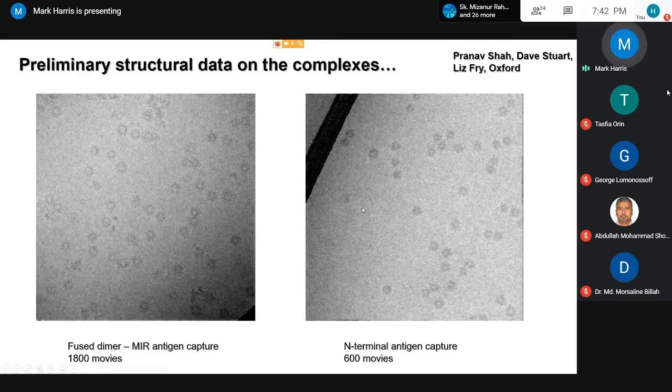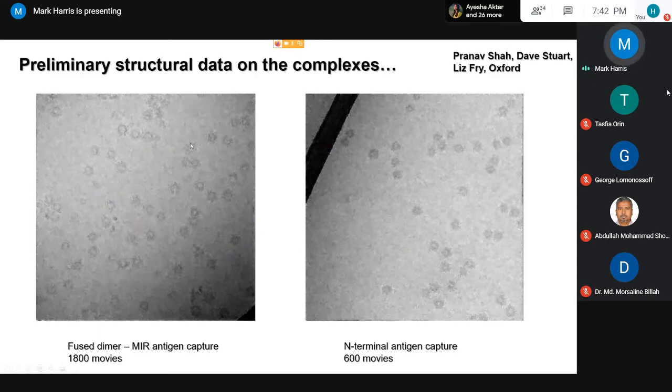Here you're looking at these in vitreous ice. If you're not used to looking at images in ice, you can't see a lot of contrast intentionally. You see a lot less contrast than negative stain, but you can hopefully see that you're starting to get slightly dotty haloed particles, which gives you an indication that maybe they're decorated with antigen. And we did this both for the constructs made in yeast, the fused dimers, and the N-terminal constructs, which are made in E. coli.